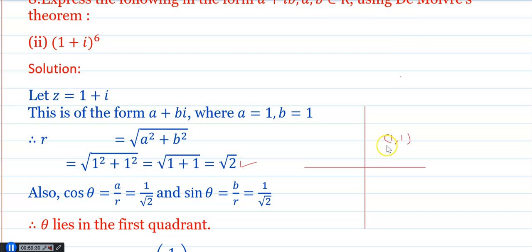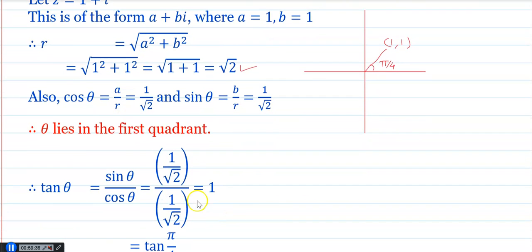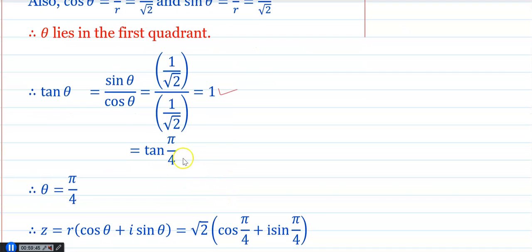It lies in the first quadrant, and therefore this angle is pi by 4 again. Therefore, theta lies in the first quadrant. Tan theta is sin theta upon cos theta, 1 by root 2 upon 1 by root 2. You are getting 1. That is tan of pi by 4. Therefore theta is pi by 4.